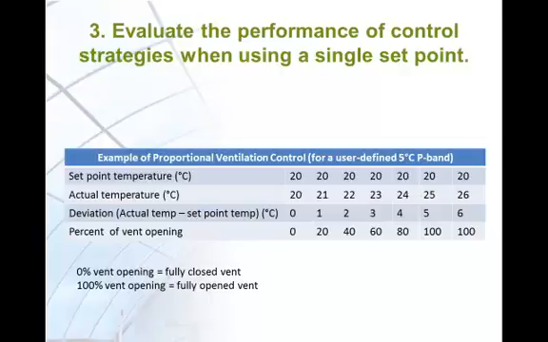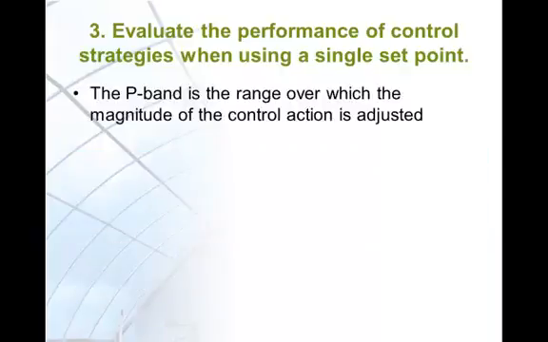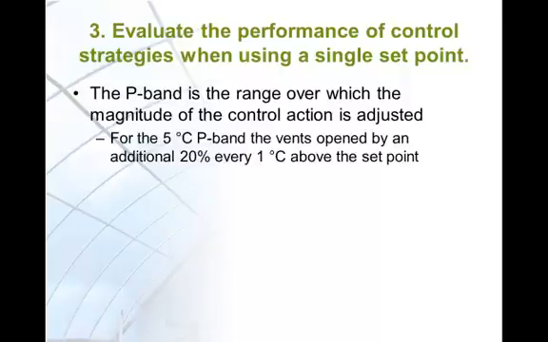At 0 degrees deviation, the vents are fully closed. At 1 degree, they are 20% open. At 2 degrees, 40% open, and so on. At 5 degrees above set point and beyond, the vents are fully open. The P-band is the range over which the magnitude of the control action is adjusted. For the 5 degrees Celsius P-band, the vents opened by an additional 20% every 1 degree Celsius above set point.